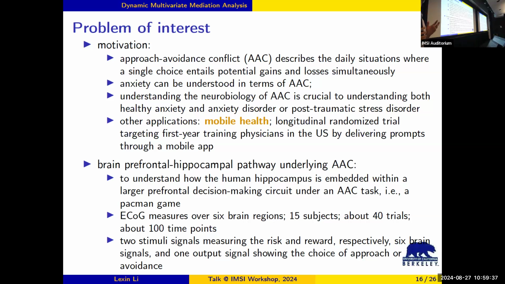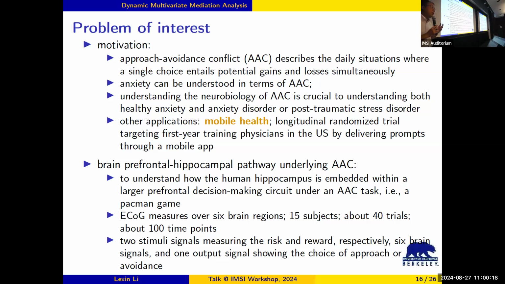And of course, there are some other applications here. The experiment my collaborators' lab performed obtained the ECOG measures over 6 particular brain regions of interest. From 15 subjects, each subject performed about 40 trials, and from each region, we collected around 100 time points of measurements. And we have 2 stimuli signals. One measures risk, the other measures reward. And we have the 6 regions of signals. And then we also have an output signal indicating the choice of the approach or avoidance.